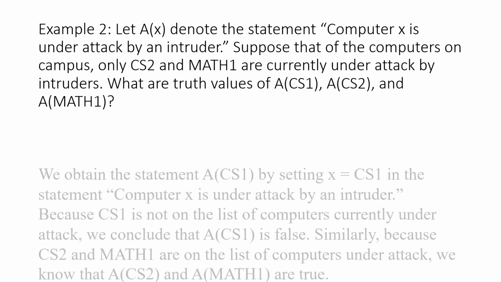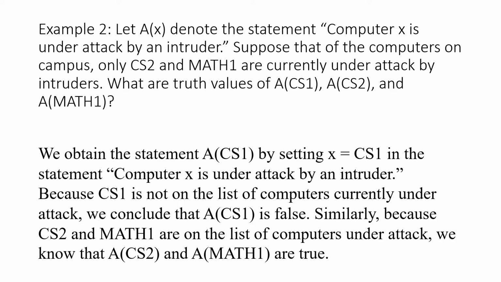In this case, we obtain the statement A(CS1) by setting x equals CS1 in the statement computer x is under attack by an intruder. Because CS1 is not on the list of computers currently under attack, we conclude that A(CS1) is false. Similarly, because CS2 and MATH1 are on the list of computers under attack, we know that A(CS2) and A(MATH1) are true.